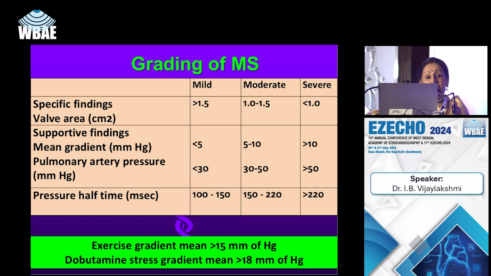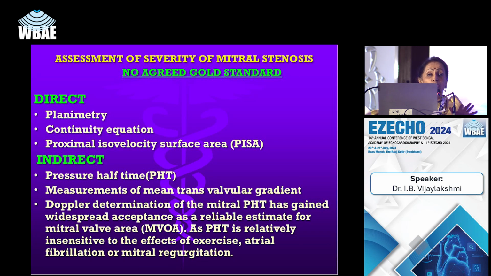Now coming to the assessment, there is no single gold standard, and we have direct as well as indirect methods. Planimetry, continuity equation, proximal velocity surface area, that is PISA. These are all important, and the indirect ones are pressure half time and the Doppler gradient.